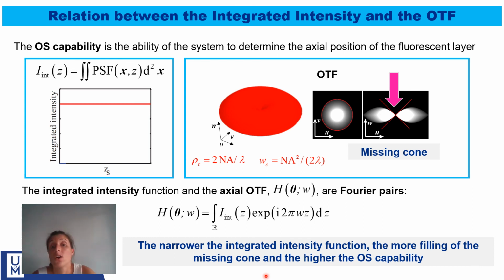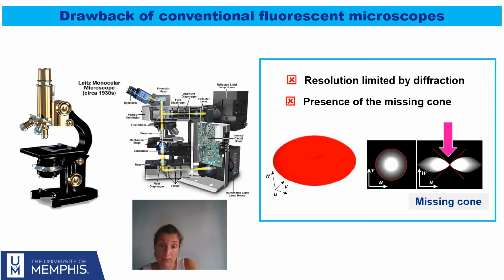So if we want to have optical sectioning capability, we want to discriminate the axial position of the fluorescent laminar shape. What that means is we need some kind of narrower function of the integrated intensity, which means the axial bandwidth at the origin, at the lower frequencies of your OTF, needs to be increased. So we need to put frequencies in the missing cone of the OTF.